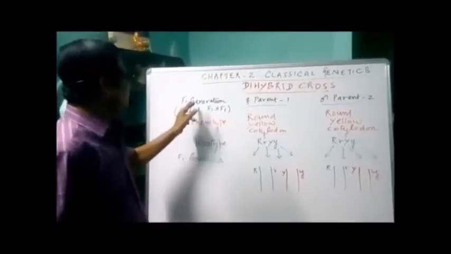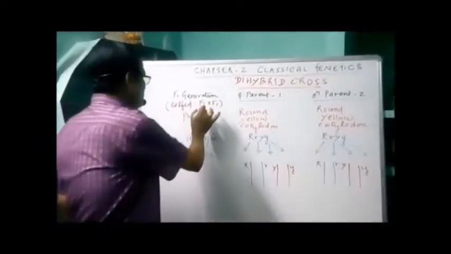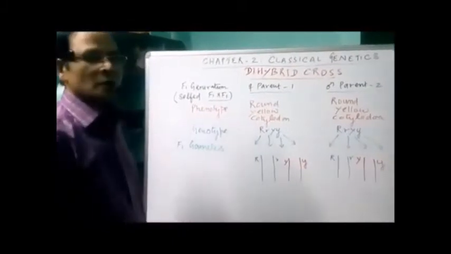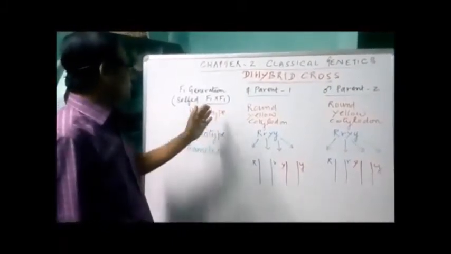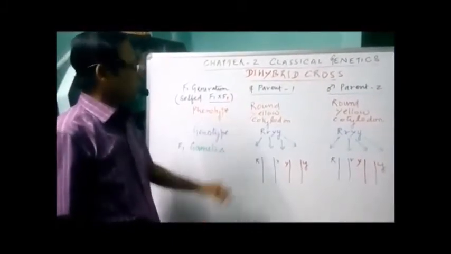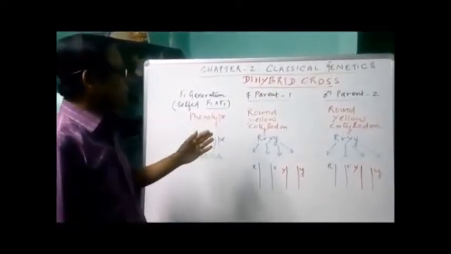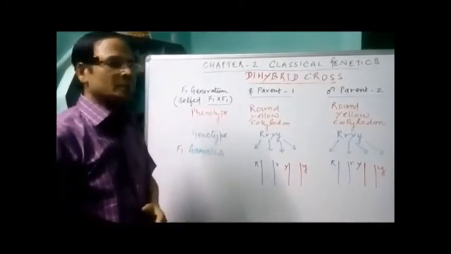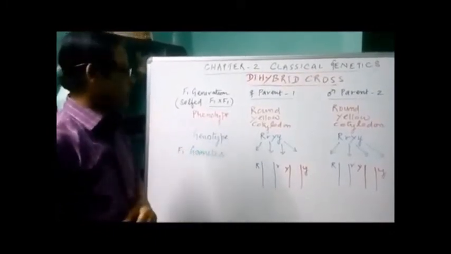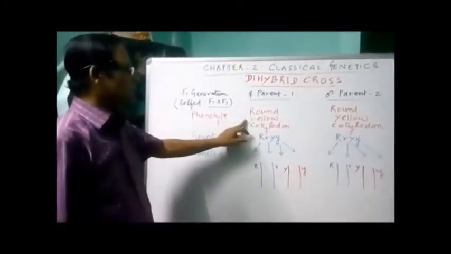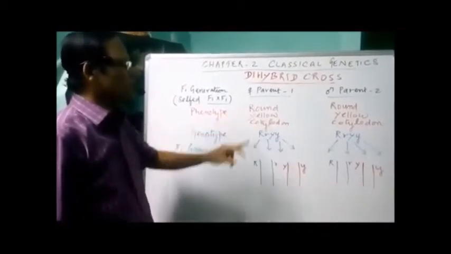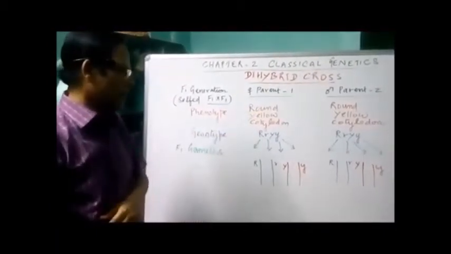Selfing the F1 generation: this is what is called self-pollination or self-fertilization. Two F1 hybrids are taken. One is a female parent, another is a male parent. Both have the same characteristics, hybrid or heterozygous, that is round yellow cotyledon. So, round shaped seed with yellow cotyledon in both male and female parents.